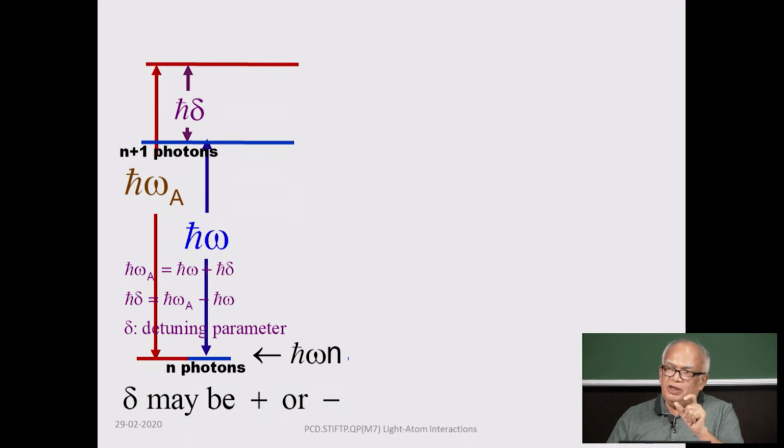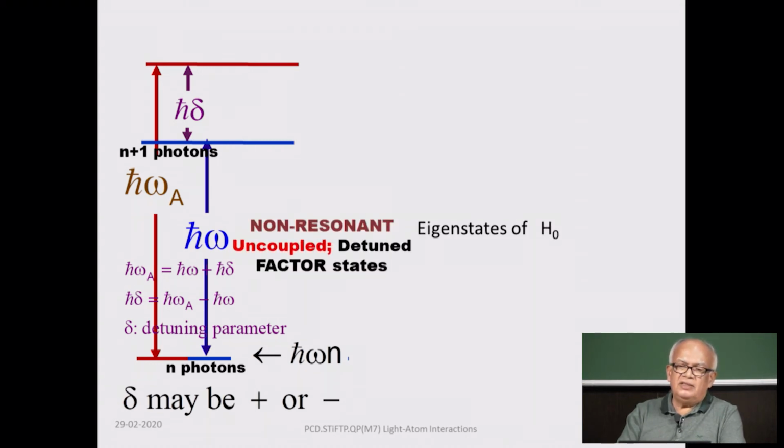So, delta is the detuning parameter, which is the energy difference omega A minus omega, but it can also be the other way around. So, delta can be positive or negative, it depends on which side of the resonance you are. Okay. So, here I have shown delta to be positive, but it can be negative of course. So, this is the energy level diagram. This is the non-resonant situation because the two energies are obviously different.